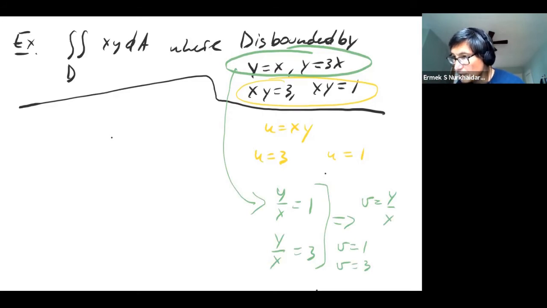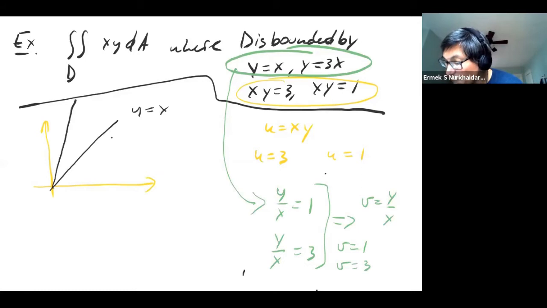But before I do that, let's first look at our region before we do anything. So we have straight line y equals x. We have straight line y equals 3x. Then we have hyperbola xy equals 1. And we have hyperbola xy equals 3.